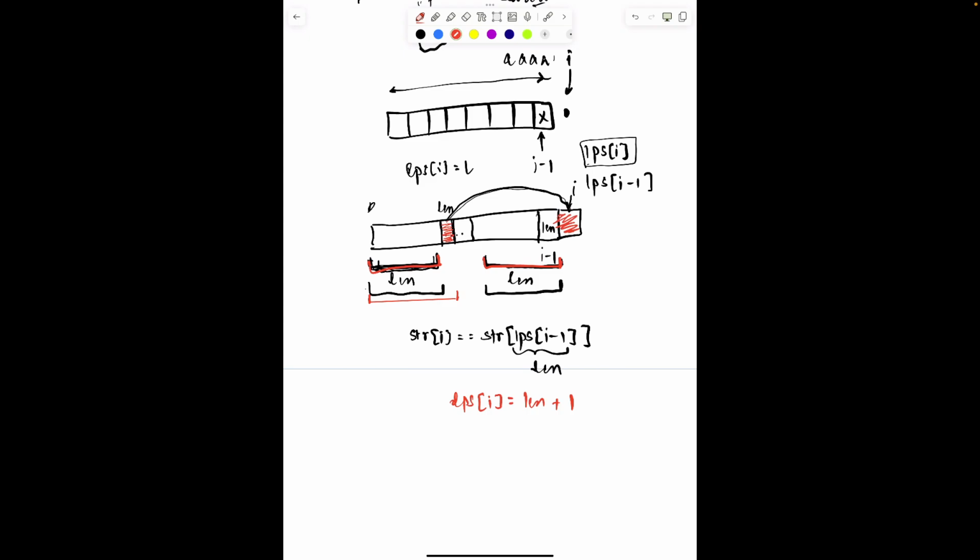But now in the second case, what if it's not? So this condition does not hold. What happens here? So when you try to match this part and this part, they did not match. So clearly you can't expand our LPS because this part of the string is not the same as this part of the string now, because the end characters are different in both of them.